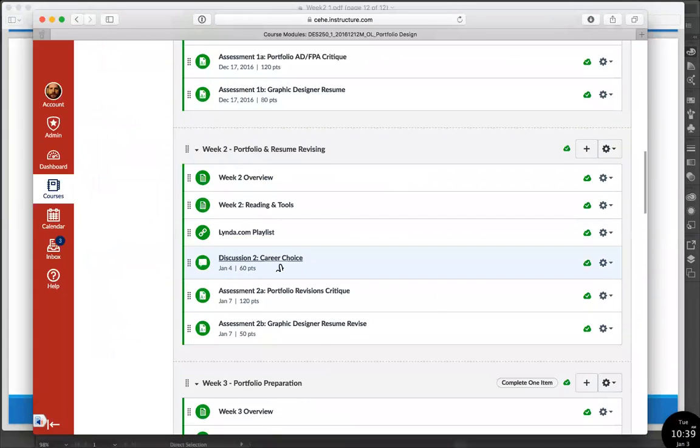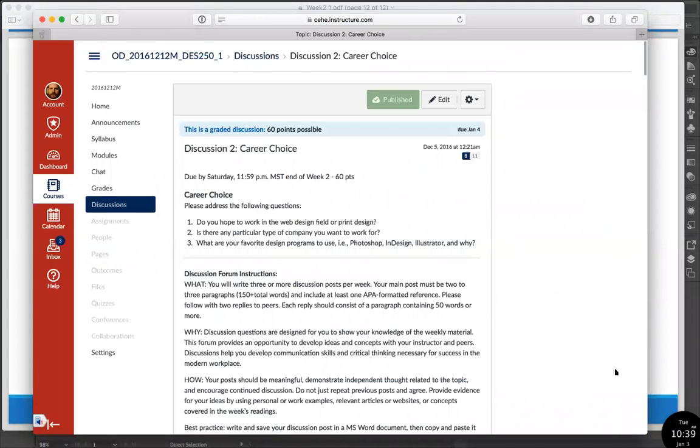So first of all, we have a discussion here on career choice. The discussion says, please address the following questions. 1, do you hope to work in the web design field or print design? 2, is there any particular type of company you want to work for? And then 3, what are your favorite design programs to use? I use Photoshop, InDesign, Illustrator, and why?